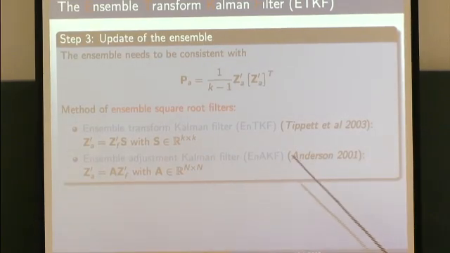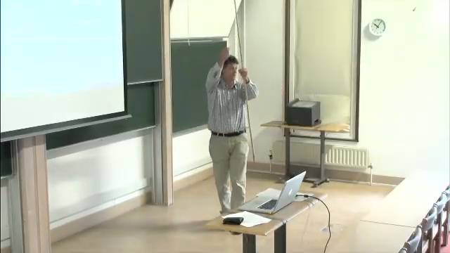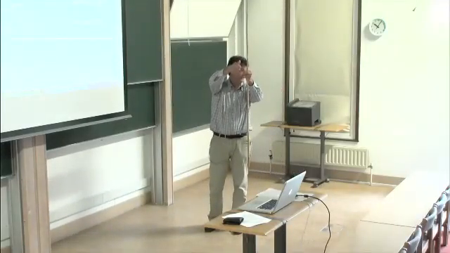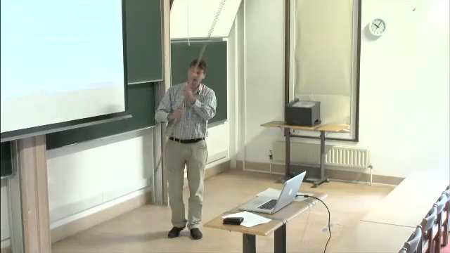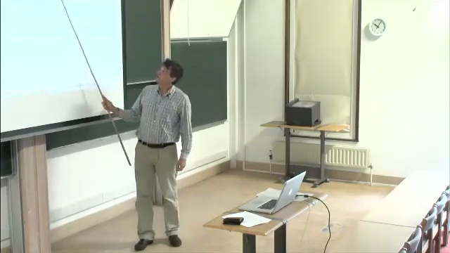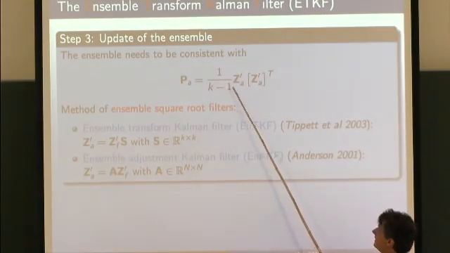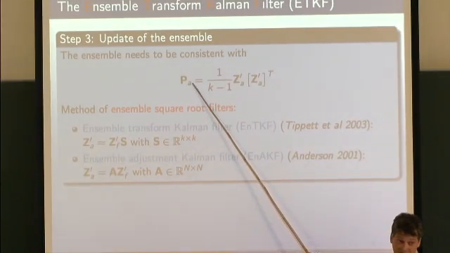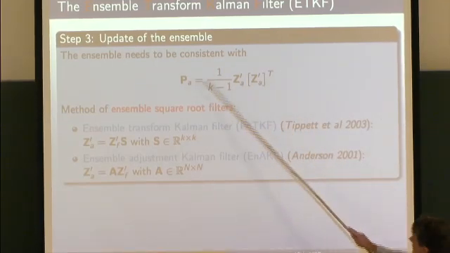And then we have to update our ensemble. So now we've propagated and we've done the analysis. We know what our P^a is, but we don't know how we have to choose our ensemble. What we require is that the new ensemble that we take as an initial condition for our next cycle is consistent with the analysis covariance that we calculated. So that's this condition here. And so we have to solve this.